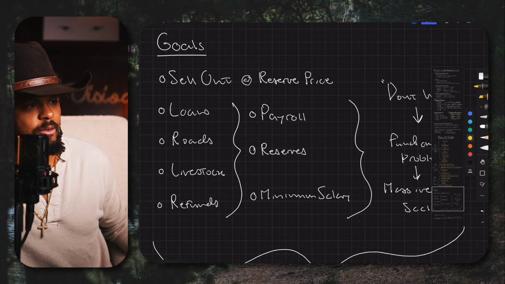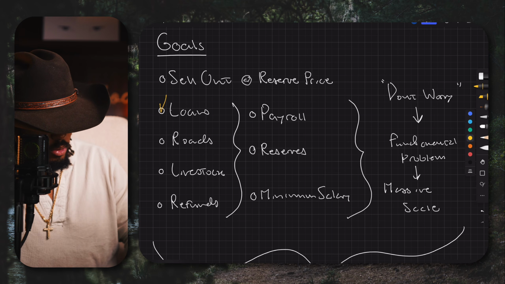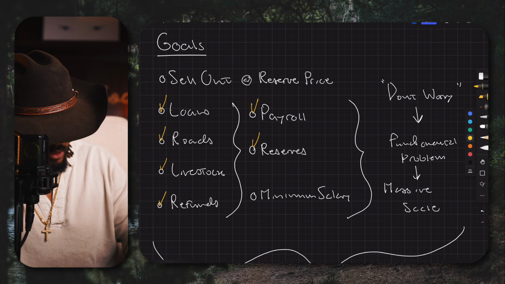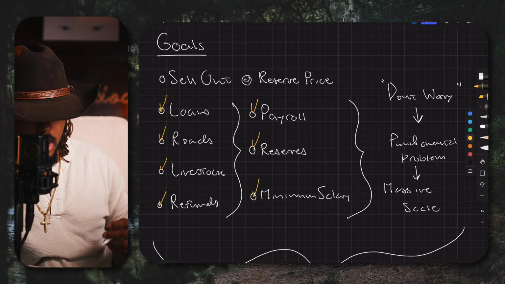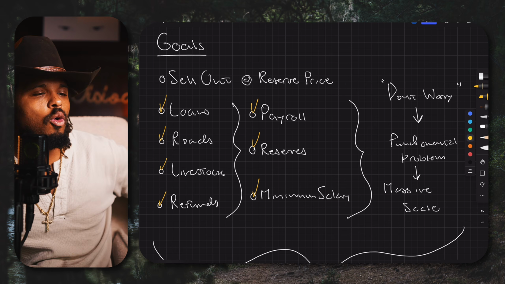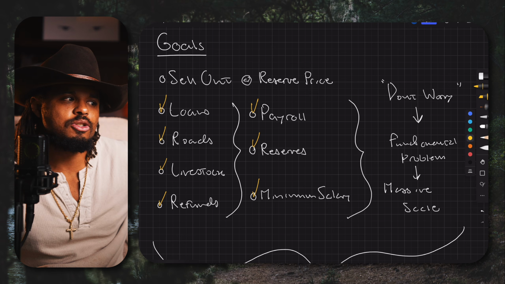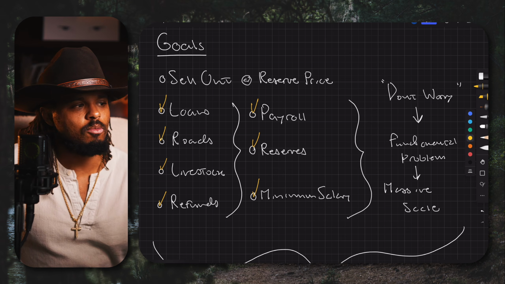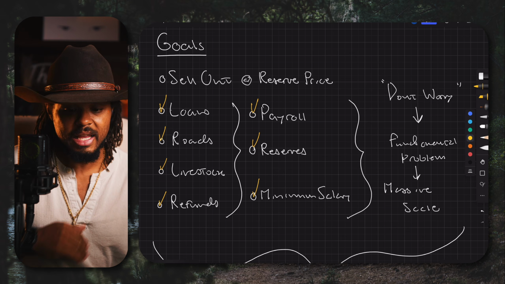If we can sell properties out at the reserve price, then we have enough money for loans, roads, livestock, refunds, payroll, reserves, and minimum salary for everyone. God told me about this, and I thought, well, what happens to profits? What happens to being able to make a living with this stuff? Because in some ways, I don't make any money on the reserve price at all, like literally whatsoever.